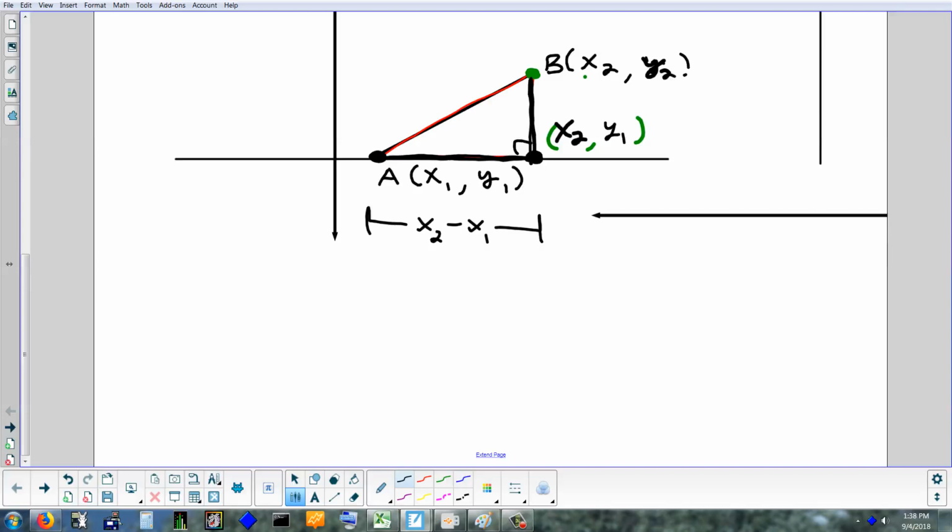Now, using the same kind of idea, anyone think they could tell me what the height of the triangle would be? Yep, Tristan? y2 minus y1. Yeah. That's at a height of y2. That's at a height of y1. Take those 2 numbers and subtract them. So if y2 was 12 and y1 was 4, they would be 8 units apart. Just subtract y2 minus y1.